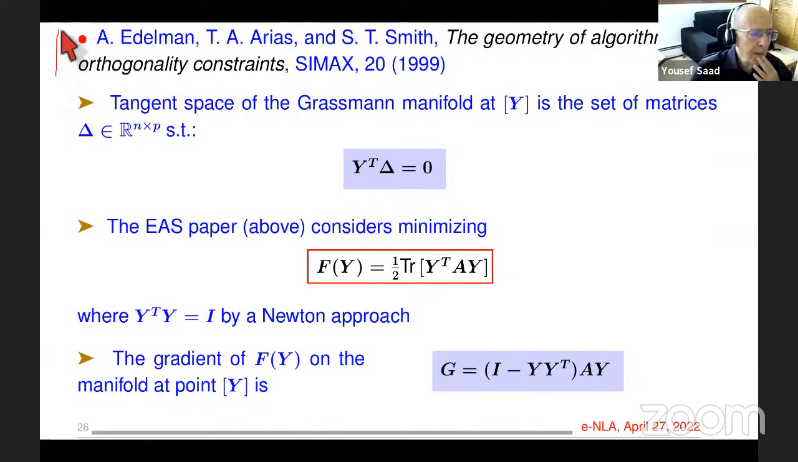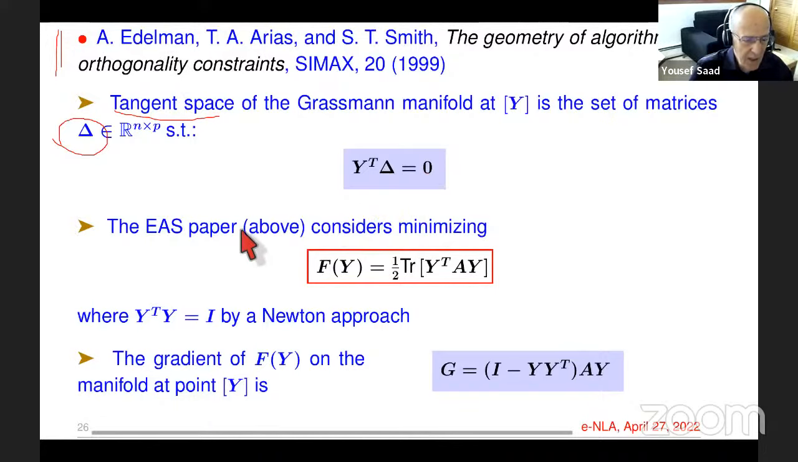So there's this paper, which is well known from the late 1990s by Edelman, Arias, and Smith, which defined a lot of tools for using Grassmann manifolds and for solving eigenvalue problems and optimizing essentially on Grassmann manifolds. And from there, you could get a couple of things that I will be using. One of them is that the tangent space on the Grassmann manifold is the set of matrices Delta, n by p, the same shape as Y, such that Y transpose Delta is equal to 0.